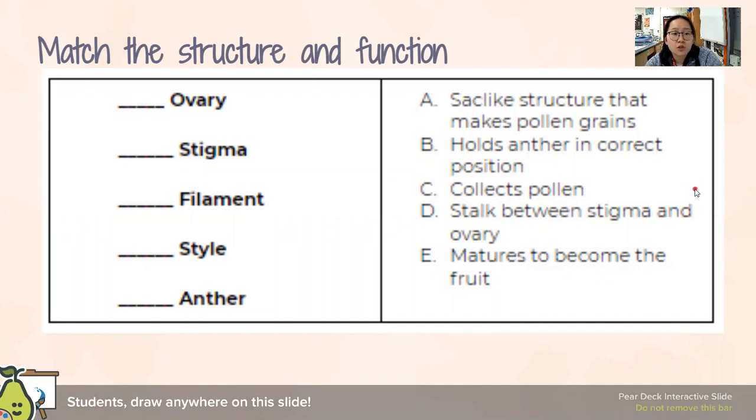So I'm going to have you match the structure and function of the different parts of the plant reproductive structures. You can use your text boxes or you can just use a pen tool, whichever is easier, to tell me which function matches with the ovary, the stigma, the filament, the style, and the anther. Pause and complete this section.